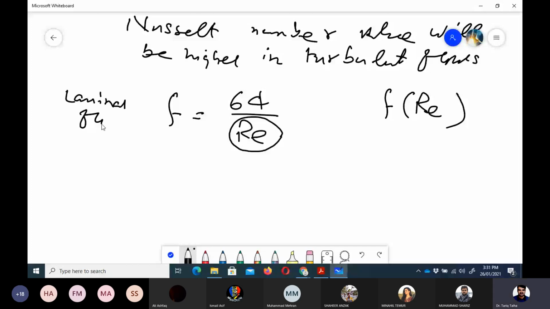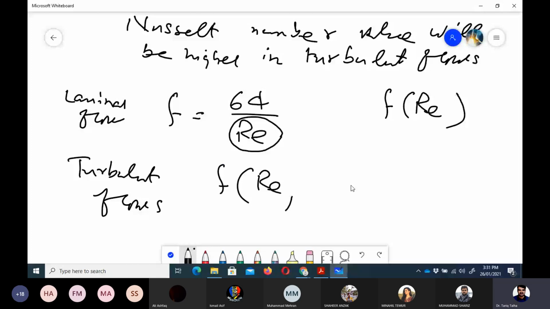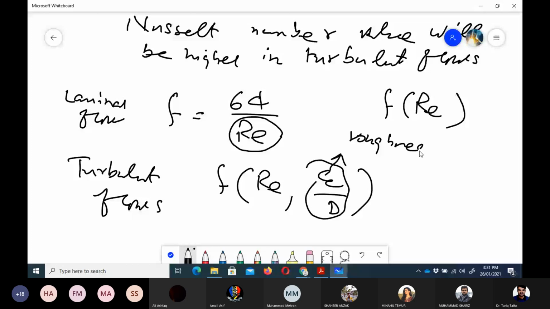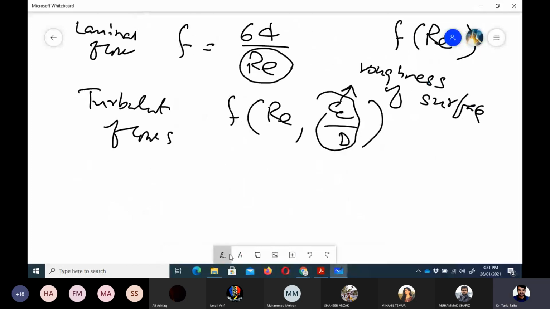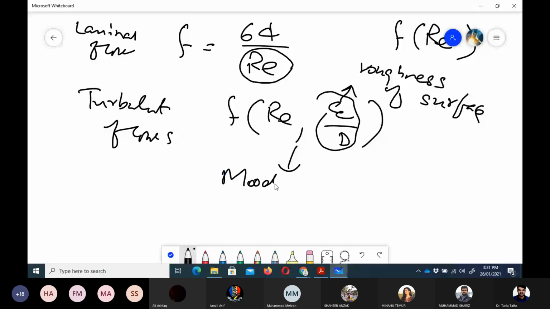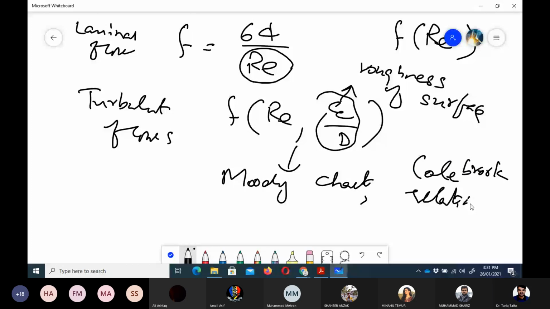But when we talk about turbulent flows, f is also a function of Reynolds number as well as the roughness of that surface. Have you heard the name of Moody chart, or Colebrook relations? Have you heard these names? Anyone? Yes sir, I have heard of the Moody chart. Okay, so Moody's chart.